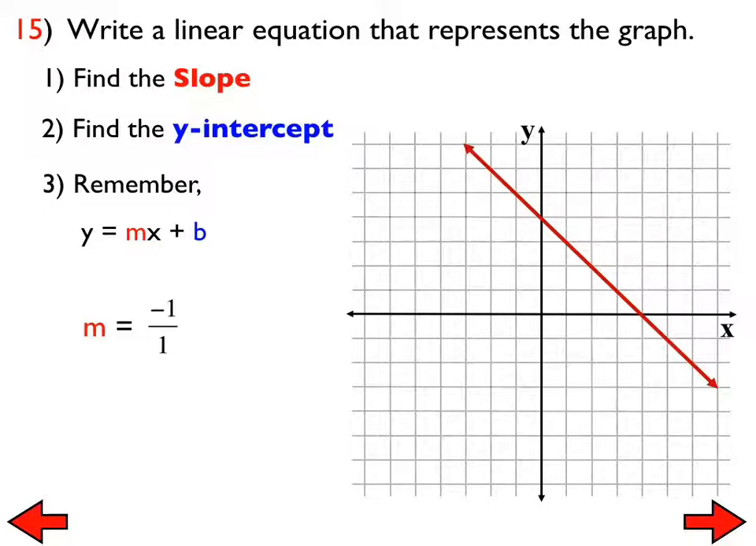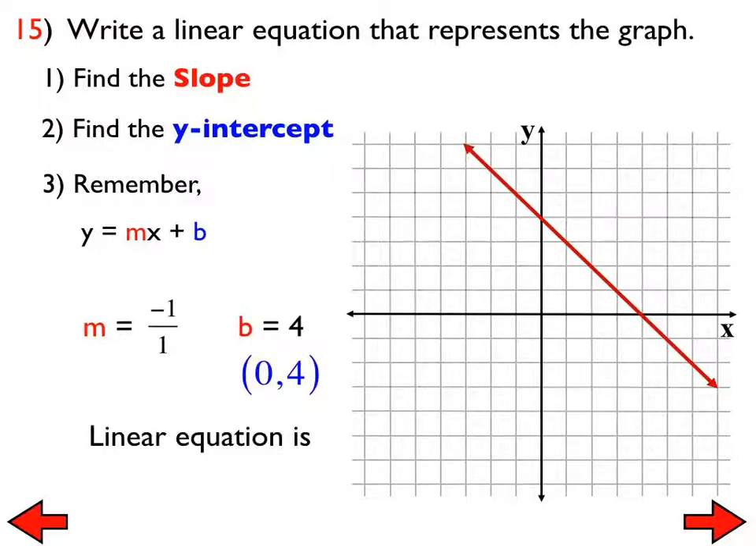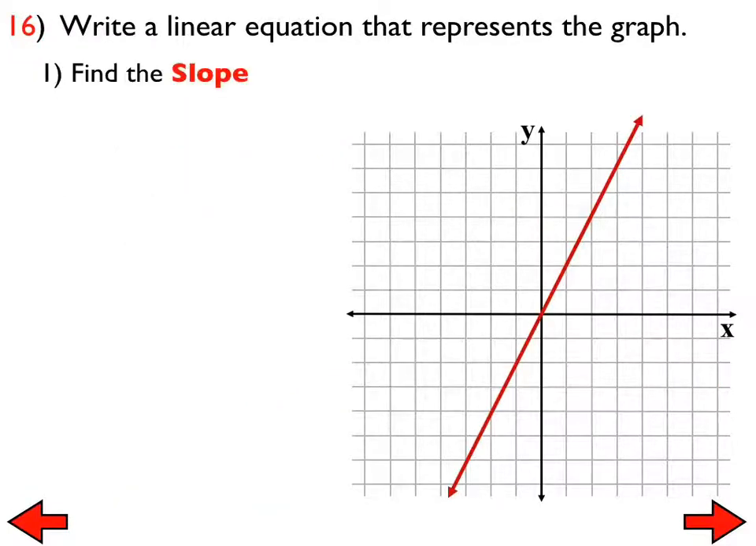The line is going downhill from left to right. The slope is negative, so the slope is negative 1. The b value of the y-intercept is 4, so the linear equation should be y equals negative x plus 4. A lot of you had y equals negative 1x plus 4. You don't really need to write the 1 in there. You can, but you don't need to. Okay? And then number 16.